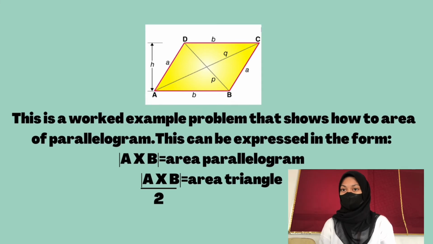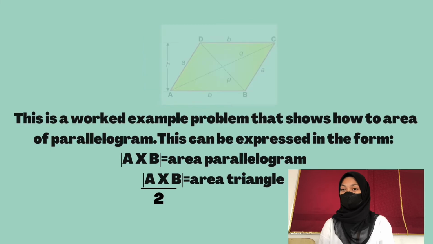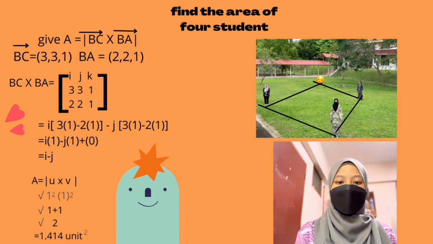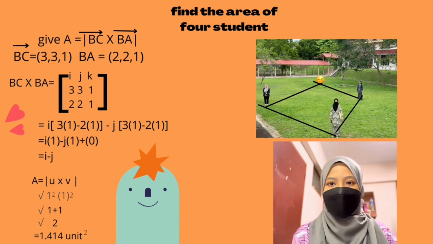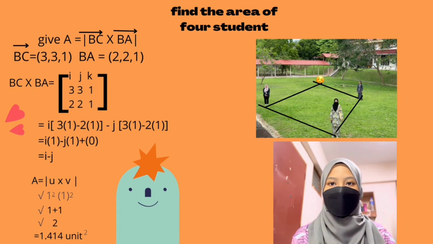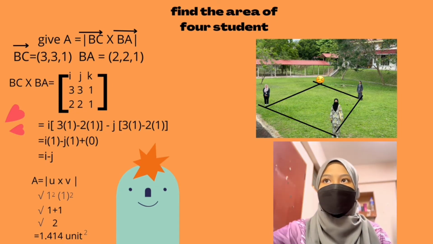This is a worked example problem that shows how to find the area of a parallelogram. This can be expressed in the form modulus of A cross B equals area of parallelogram. Modulus of A cross B over 2 equals area of triangle. Find the area given A equals BC multiplied BA. The solution is using the specific manipulation of i, j, k. Arrange the following in the form of rows. For example, in the first row we can insert BC and in the second row we can insert BA.